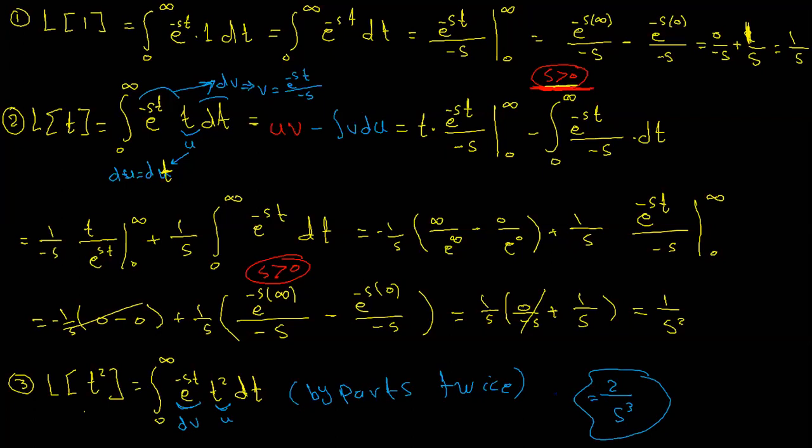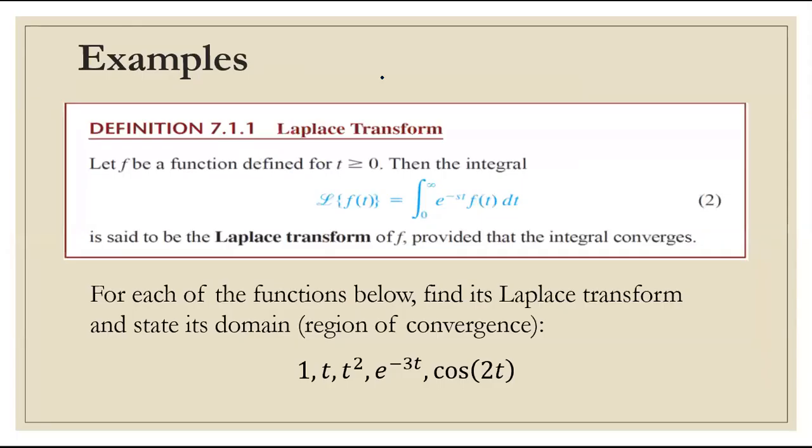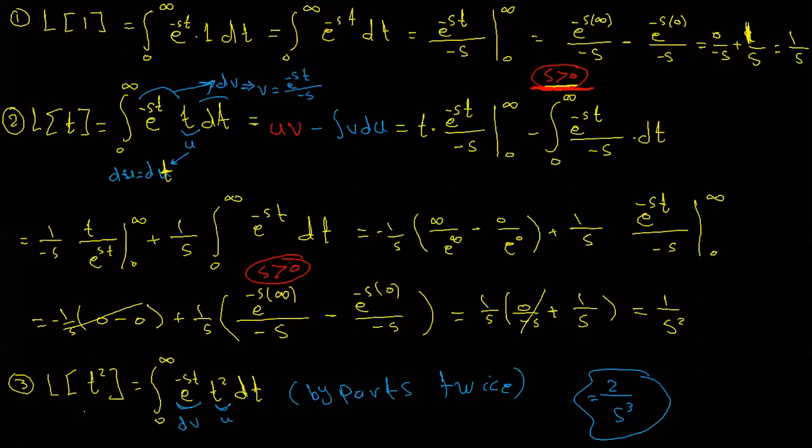By the way, this one is a rule, and I'm going to summarize here all the rules. I'm not sure if I have more problems here. What do you think? Yeah, before explaining the rules, let me do the Laplace of e to the negative 3t and cosine 2t. So I need here also to find Laplace of e to the negative 3t.